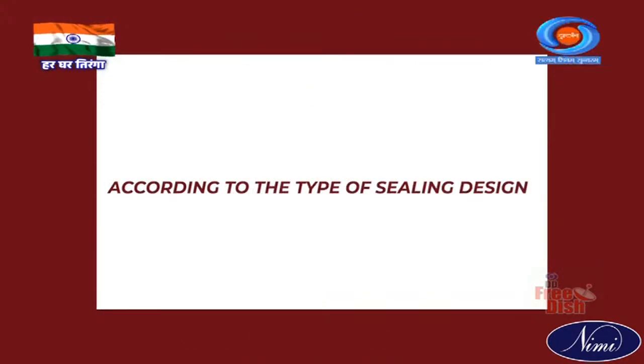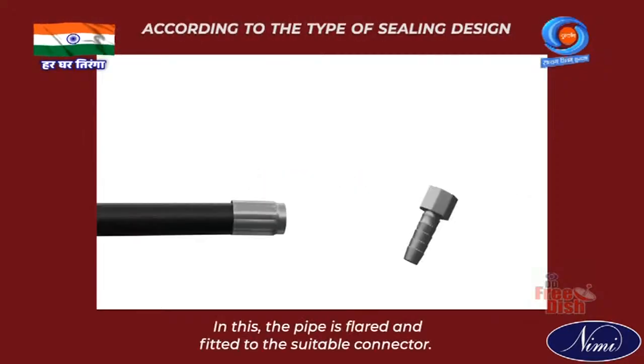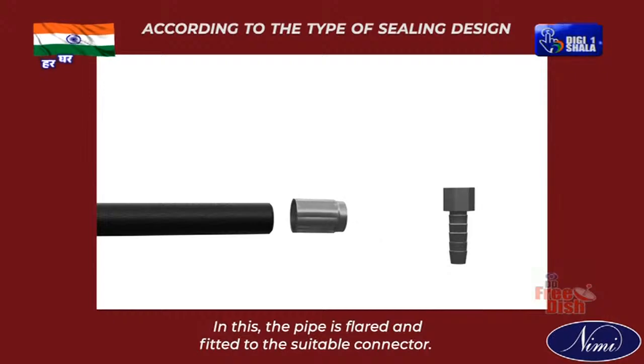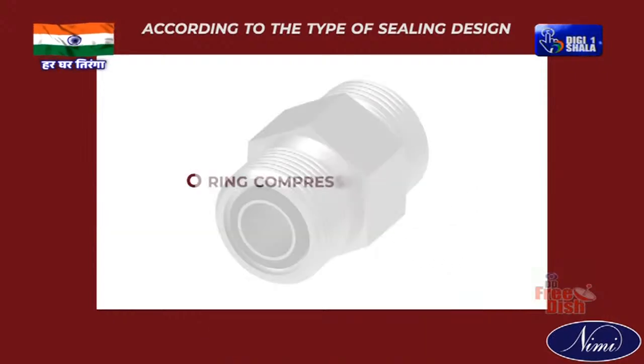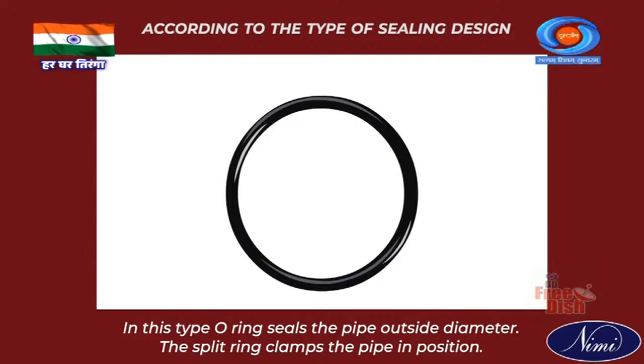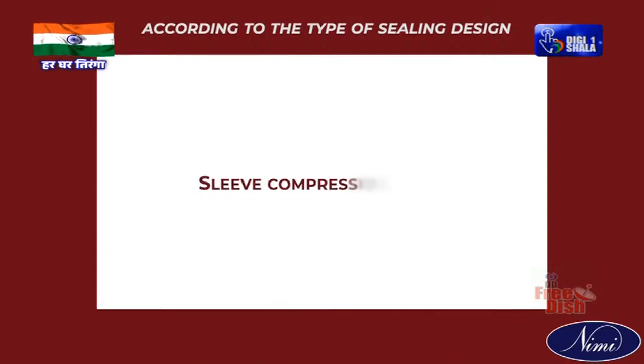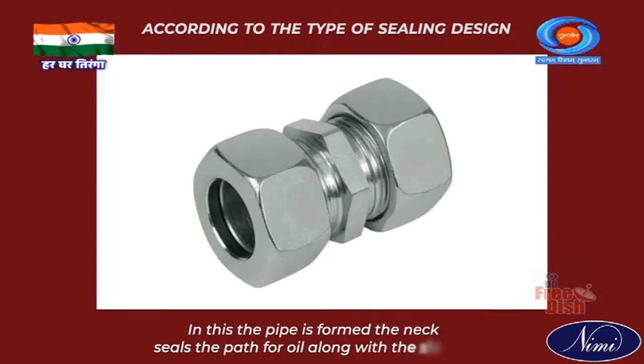According to the type of sealing design, flat fittings. In this, the pipe is flat and fitted to the suitable connector. O-ring compression fitting. In this type, the O-ring seals the pipe outside diameter. The split ring clamps the pipe in position. Sleeve compression fitting. In this, the pipe is formed, and the neck seals the path for oil along with the sleeve.